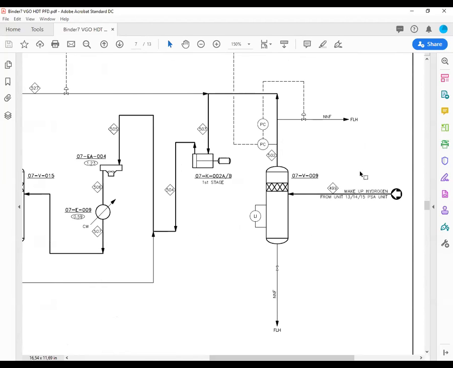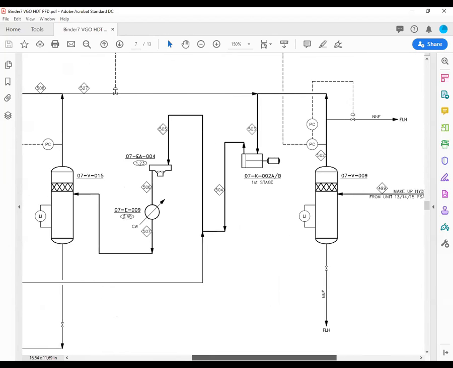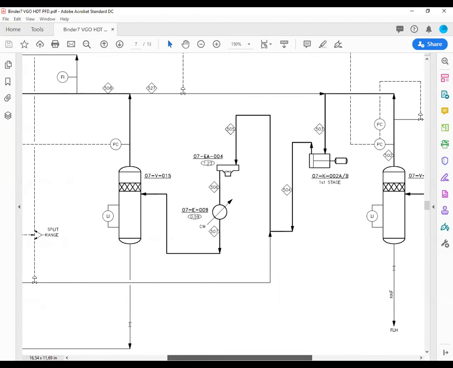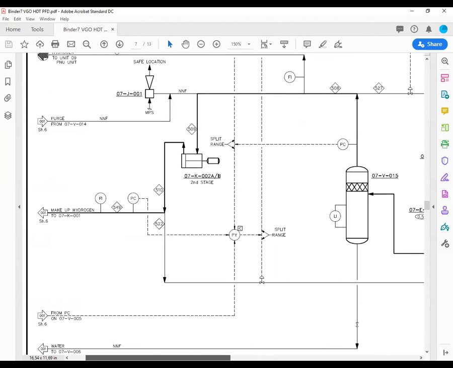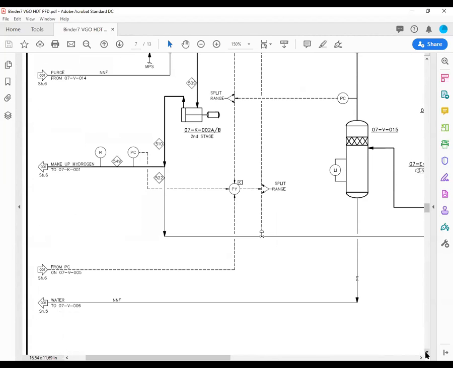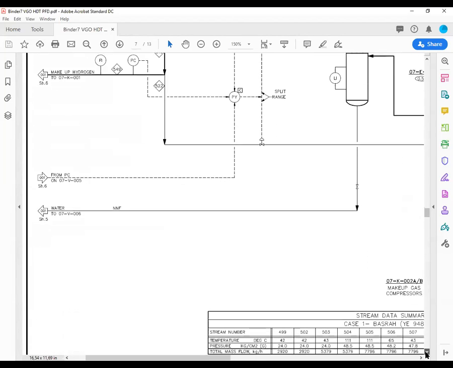Here we have the makeup hydrogen from the PSA unit, and you go to these compressors. You have one operating and one spare. You go to the first stage, you cool it, and you go here, normally no flow, and you go to the second stage of the compressor.